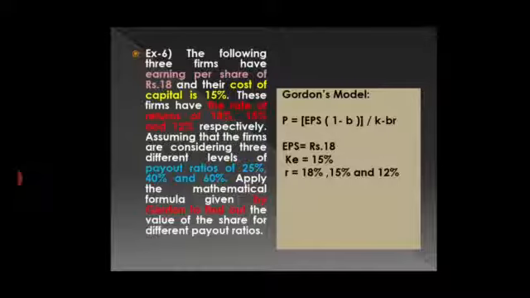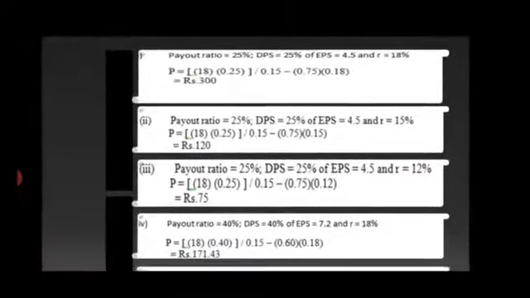So what we are doing? Once we will take payout ratio 25%, then take R value 18%. What is the P value? At 25%, if R value is 15%, what is the value? So there are 3 by 3, means total 9 calculations of Gordon model. Right? So you can just see the calculation. First one, payout ratio 25%, DPS 25%, dividend per share is also 25%, and R is equal to 18.